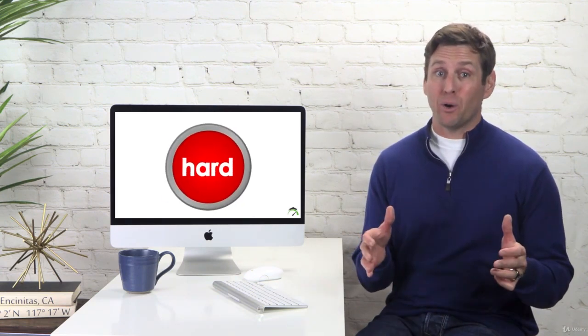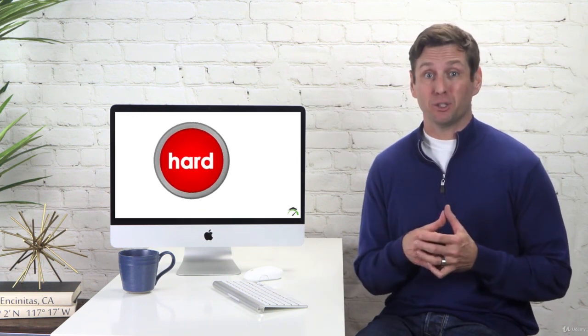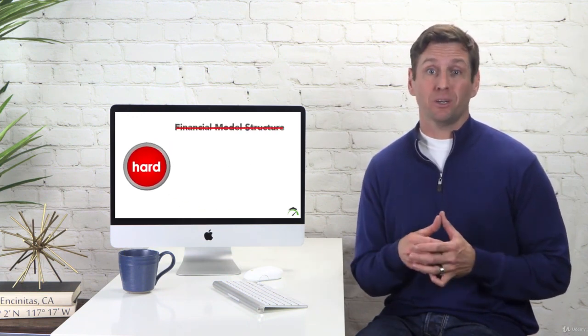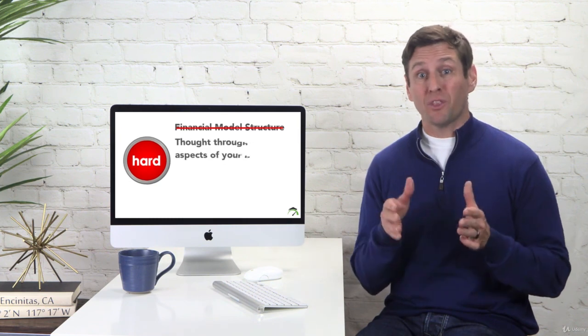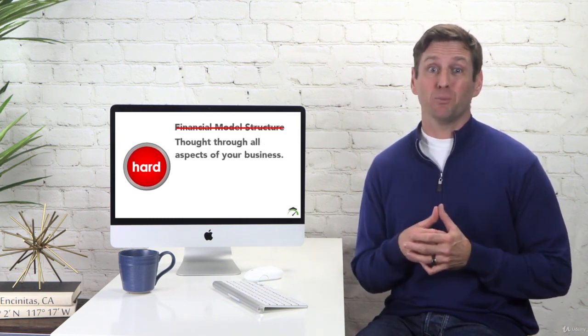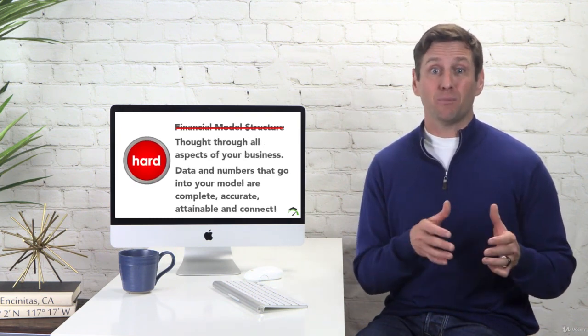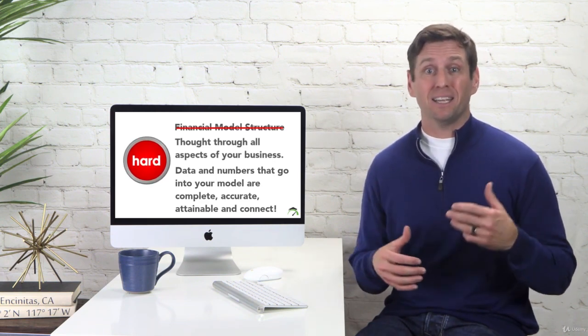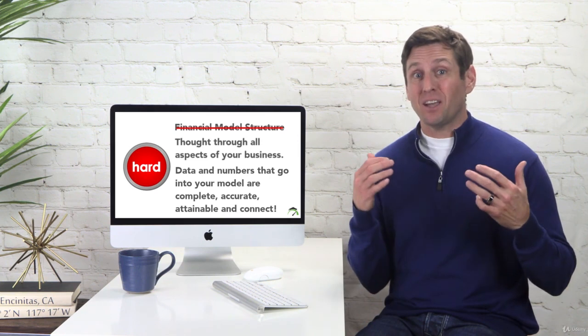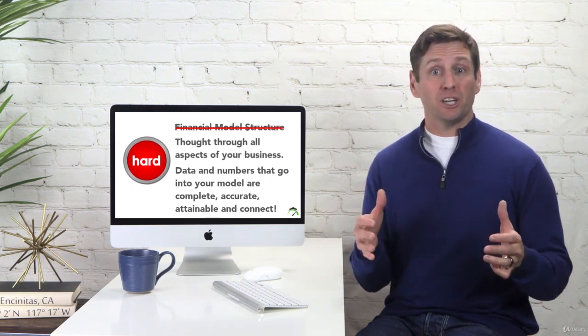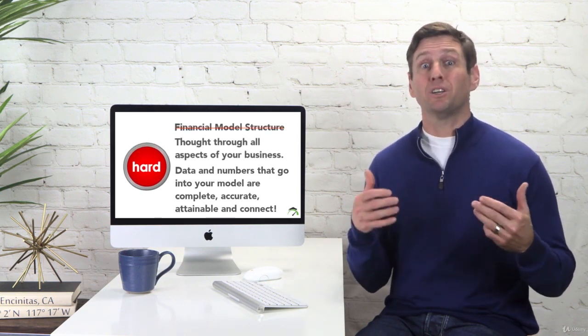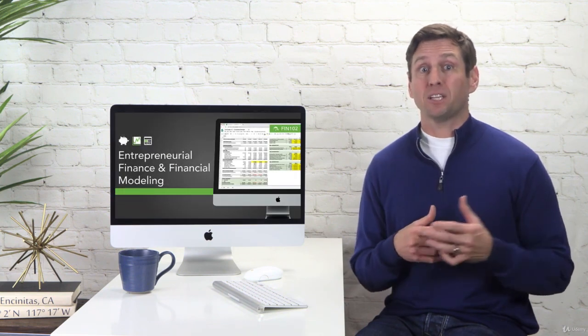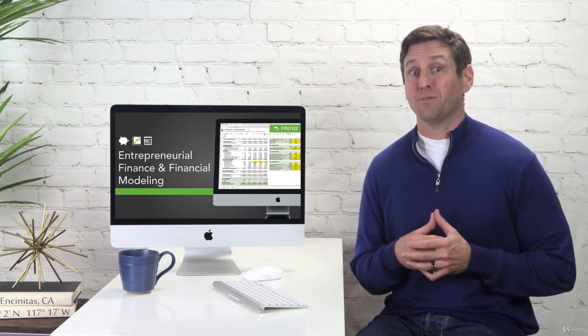As you can see, building a 5-year financial model can be done very quickly. As you're going to learn, however, the hard part about building the financial model is not the structure. The hard part is making sure that you've thought through every aspect of your business and that the data and the numbers that you put into your financial model are complete and realistic and attainable, and that at the end of the day, they all tie together. That logic and process is the goal of another class we teach titled Finance 102, Entrepreneurial Finance and Financial Modeling.